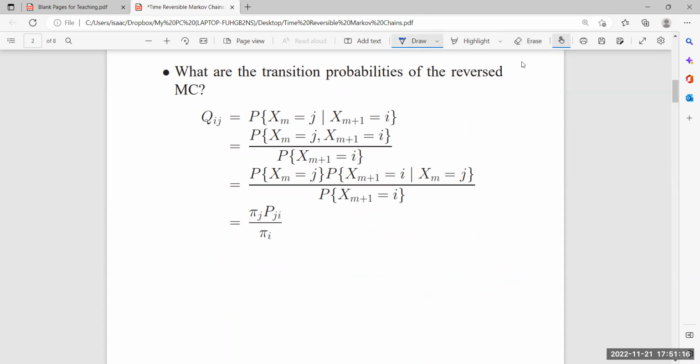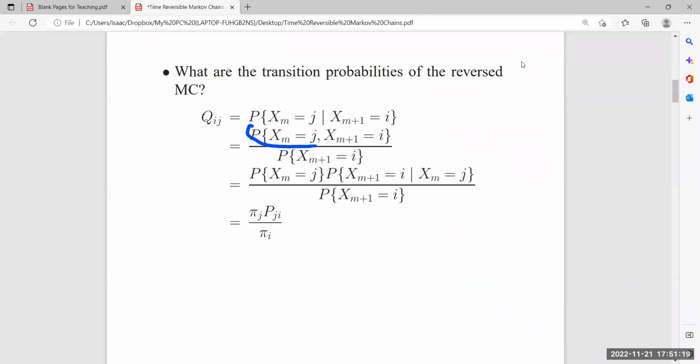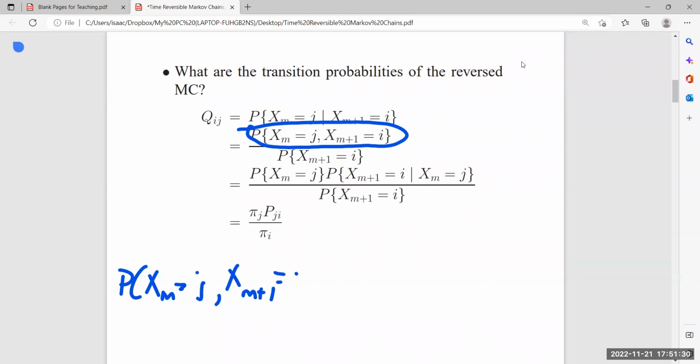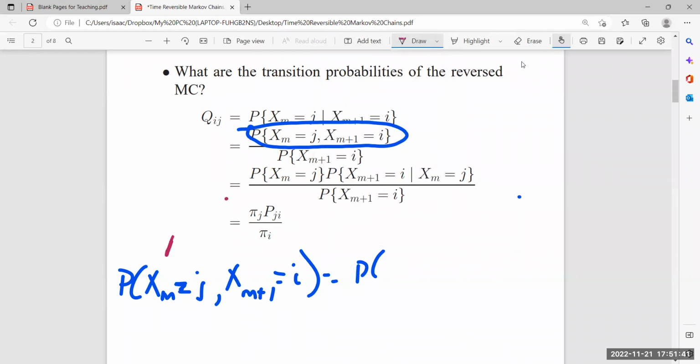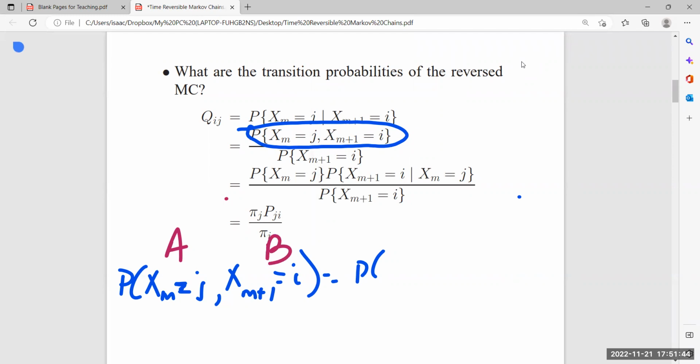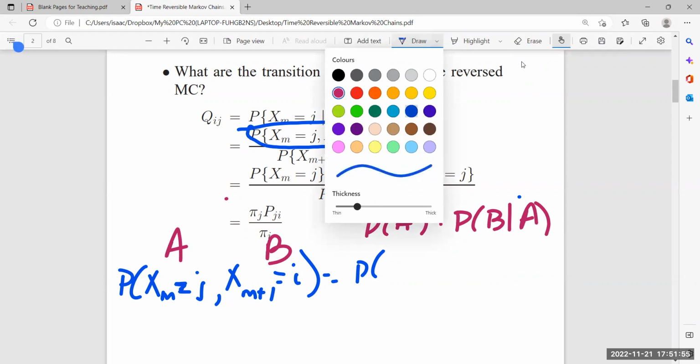Right. So I'm going to treat this part here, in the numerator. That's the probability of Xm equal to j and Xm+1 equal to i. Take this event here as A, and this part here as B. So I'm going to write down the probability of A times the probability of B given A. I'm going to break it up into two pieces.